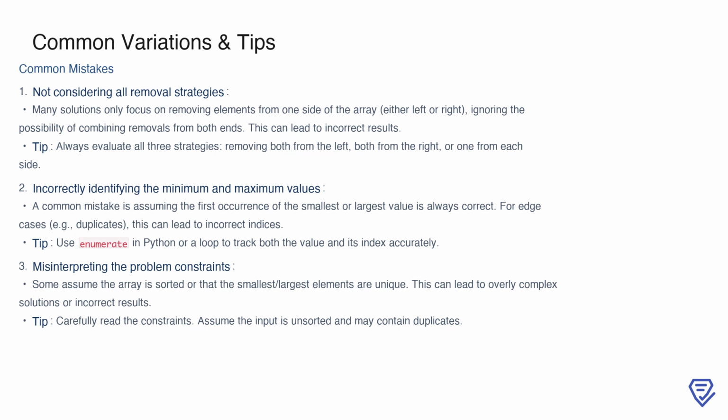Lastly, misinterpreting the problem constraints can lead to overly complex or invalid solutions. Some may assume the array is sorted or that the smallest and largest values are unique. Instead, remember that the array can be unsorted and contain duplicates. Always verify the problem constraints carefully to ensure your solution works for all edge cases.